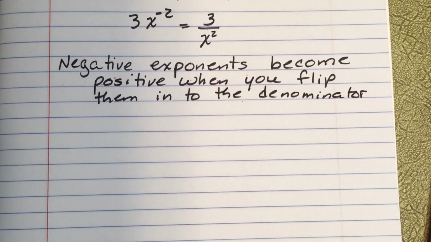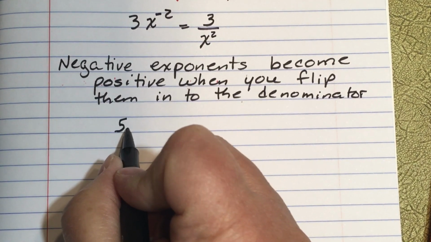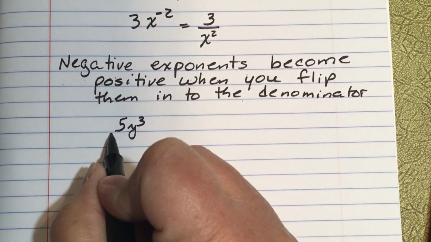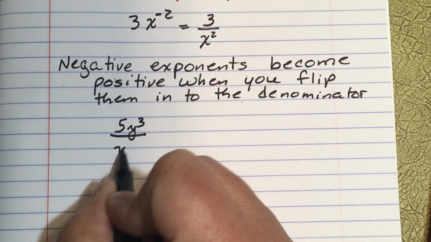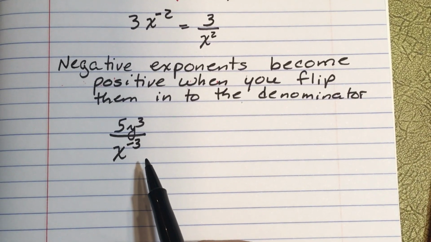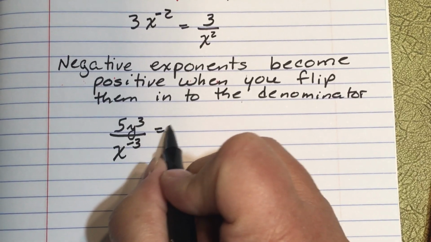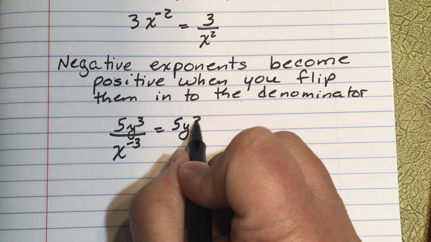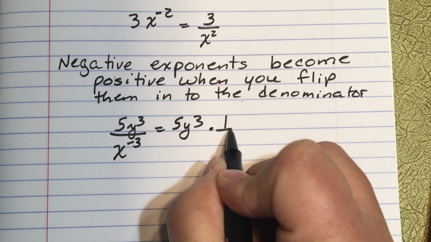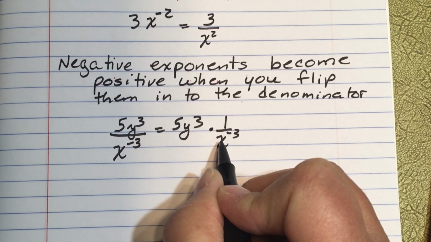So now what if the negative exponent is already in the denominator? If you have, say, 5y cubed over x to the negative 3, the x to the negative 3 is still going to flip over. You could separate it and have 5y to the third times 1 over x to the negative 3. Only this part would flip.